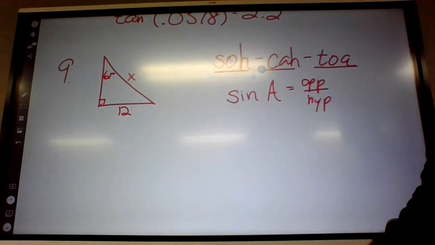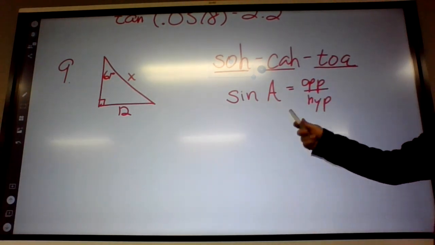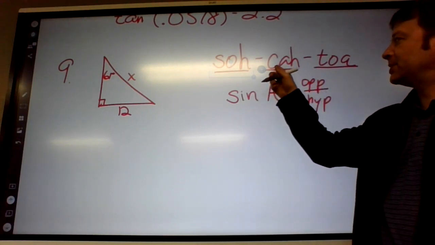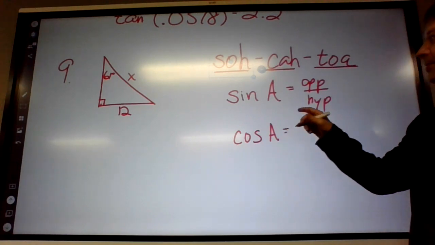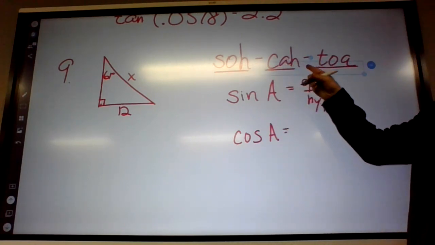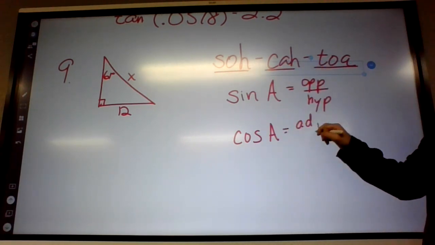And then the C stands for cosine. You feed it an angle, and it's supposed to spit out adjacent over hypotenuse.